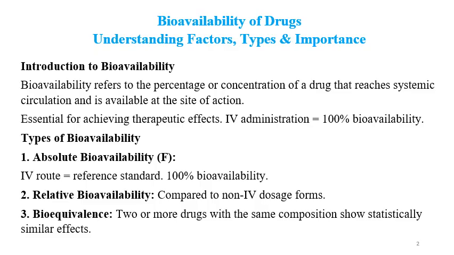If we administer the drug by intravenous route, IV route, then the drug will be 100% available in the blood. That's why it is called 100% bioavailability by IV administration. Now see the types of bioavailability. One is absolute bioavailability, denoted by F. For absolute bioavailability, the IV route is a reference standard, and 100% bioavailability can be achieved.